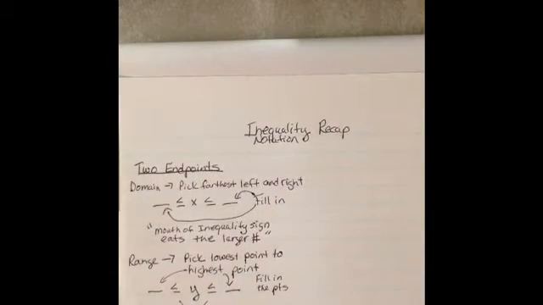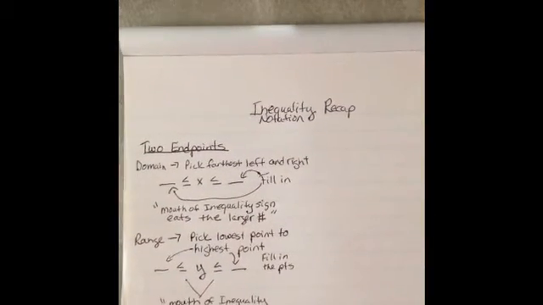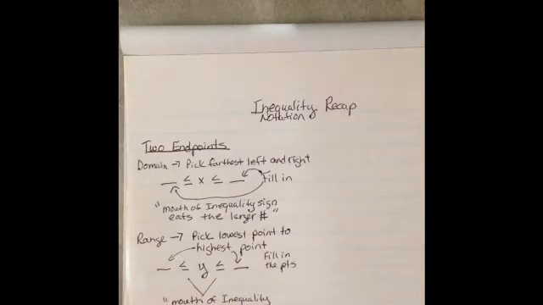So let's recap how we do inequality notation. If you have two endpoints, you pick the furthest left and the right, you fill in, and you're always going to use the less than or equal signs between. And think about it as the mouth of the inequality sign eats the larger number. The range, you're going to pick the lowest to the highest point, fill in. And again, you'll always have these signs, less than or equal, between them. And you can remember to check yourself because the mouth is going to eat the larger numbers.